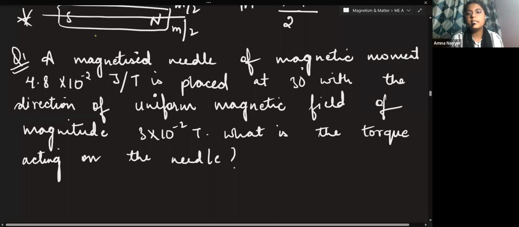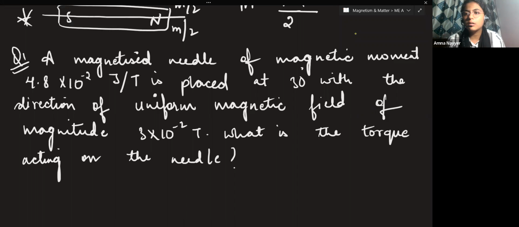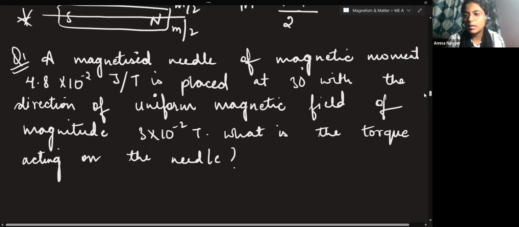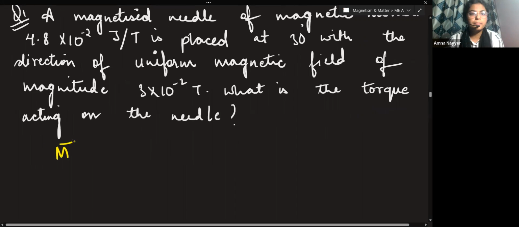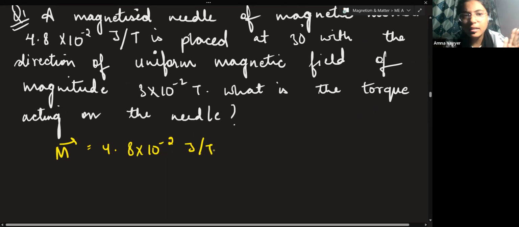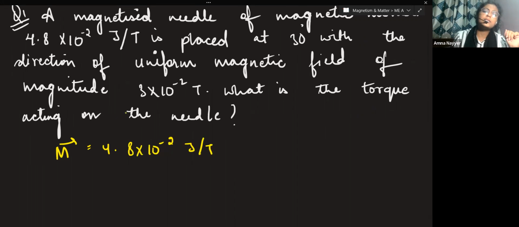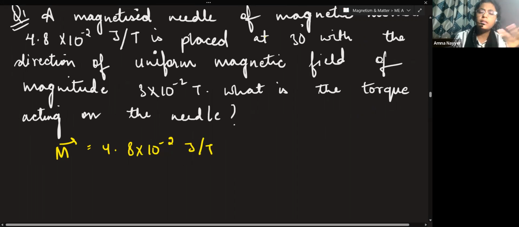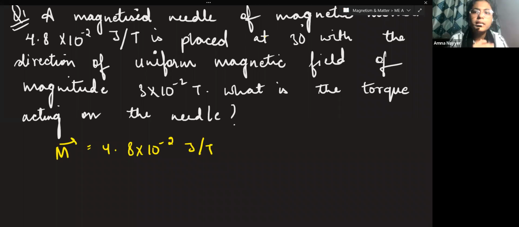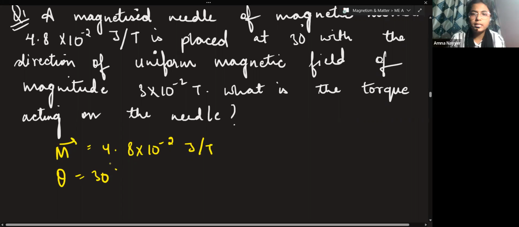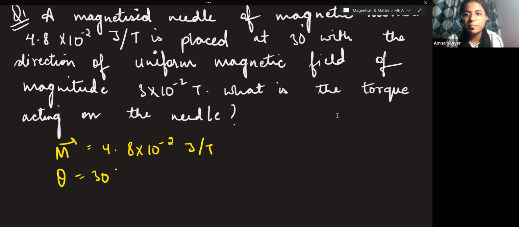So a magnetized needle of magnetic moment, so capital M is written as 4.8 into 10 to the power minus 2 joules per Tesla, is placed at 30 degree with the, okay, direction has already been specified. Fine. Then both of you, your answers are sufficient. No need to mention the direction because it has been written that it is placed at 30 degree with the direction of uniform magnetic field. So theta is what? 30 degrees. So this is the easiest question possible.